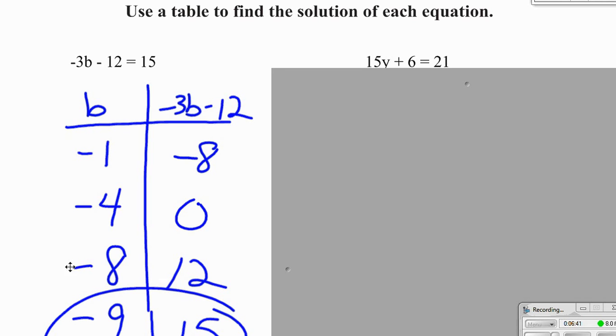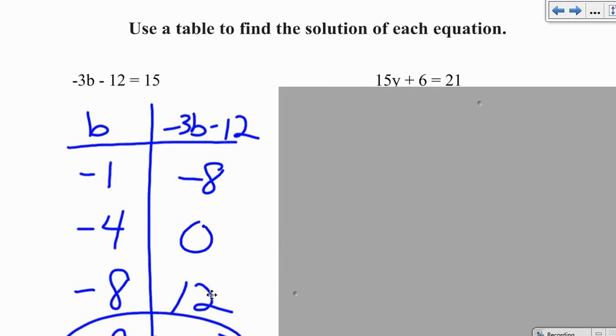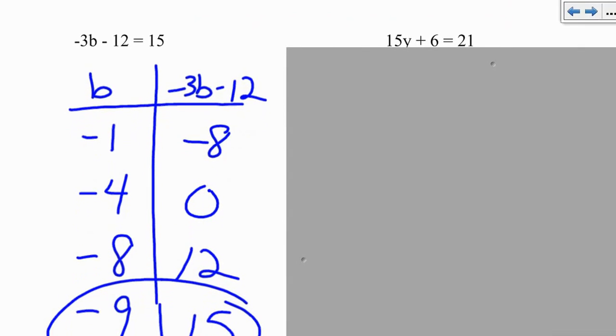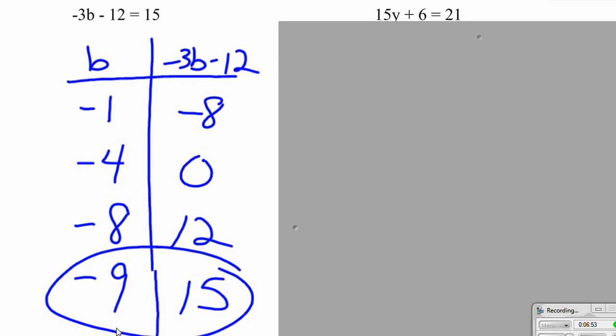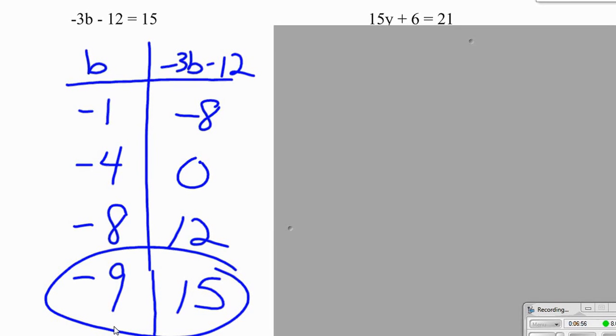I then tried -8. -8 times -3 is positive 24 minus 12. Our answer was 12. So now at least I'm getting closer. And then I decided to try -9. -9 times -3, I'm sorry, is positive 27. Minus 12 is 15. So our solution is B equals -9.